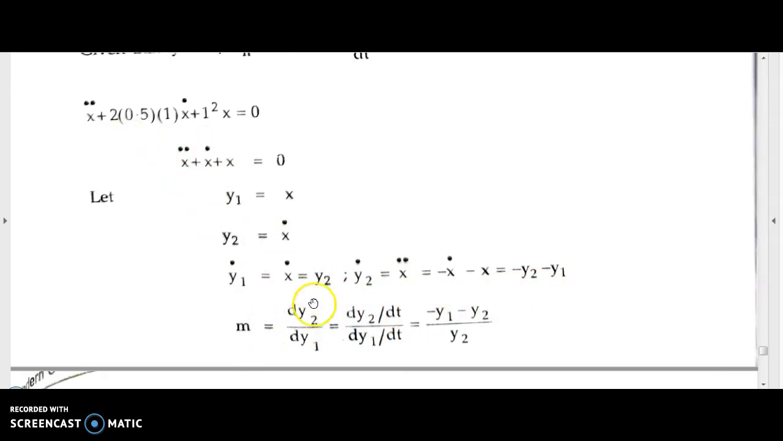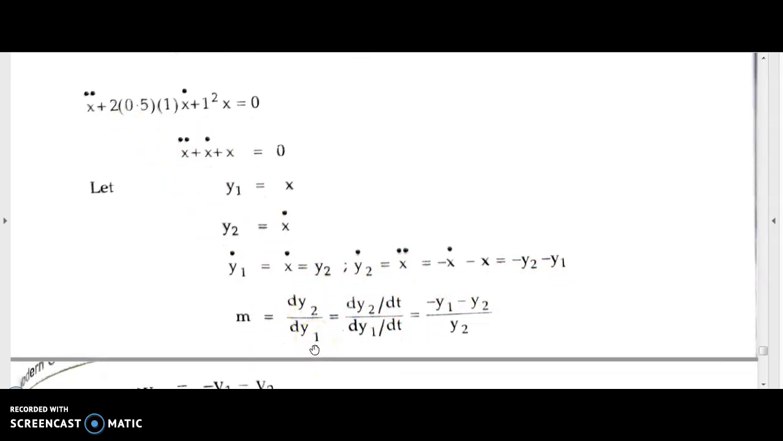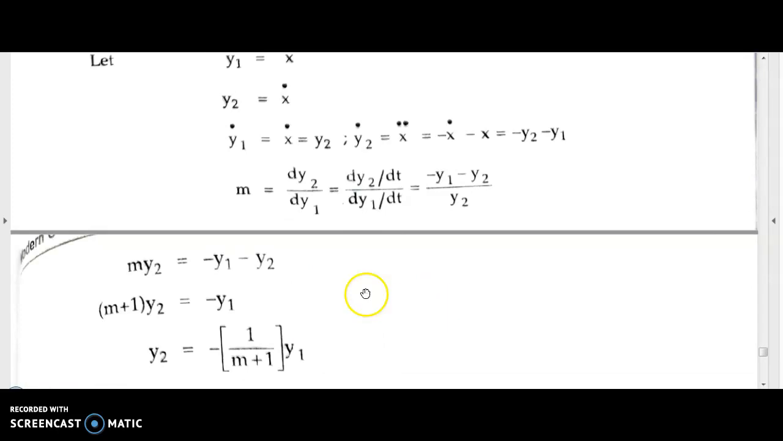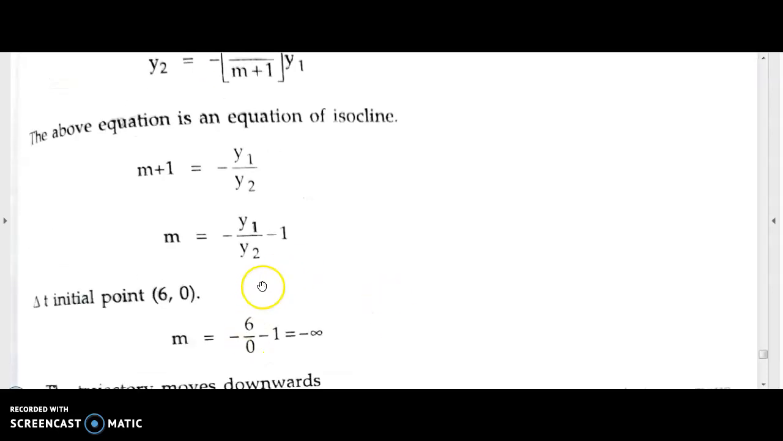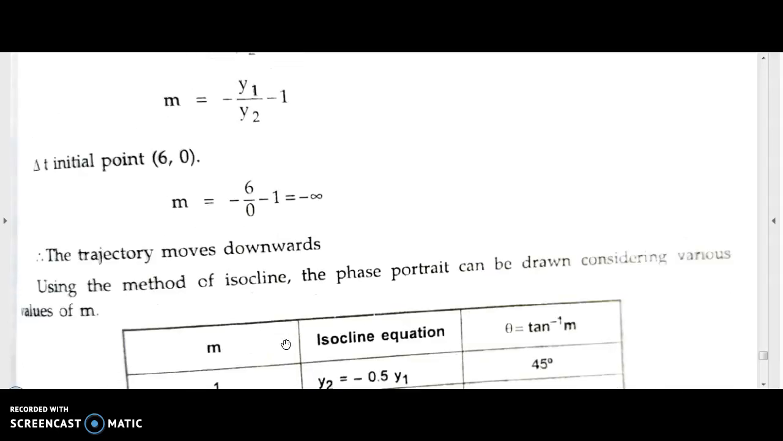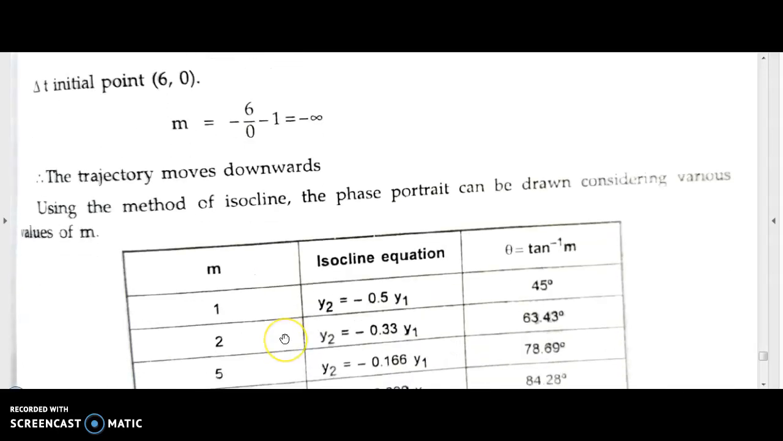M is equal to the second differentiation divided by the first differentiation term. You will get this equation. Therefore, substitute here the initial values y1 and y2. Here you will get the m range. See here, m is equal to this one. Y1, y2 they have given. Substitute the values. So m up to this value you have to take.